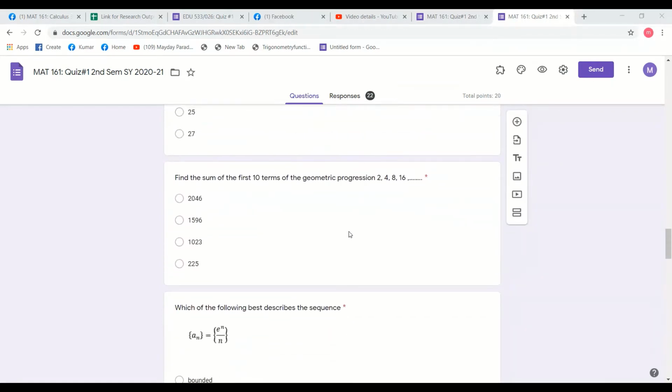Okay, find the first 10 terms of the geometric progression. If you recall your lesson in algebra on geometric progression, just simply apply the formula: a sub 1 times 1 minus r to the power of n, all over 1 minus r. So actually we will get 2046 for this one. So A is the answer here.